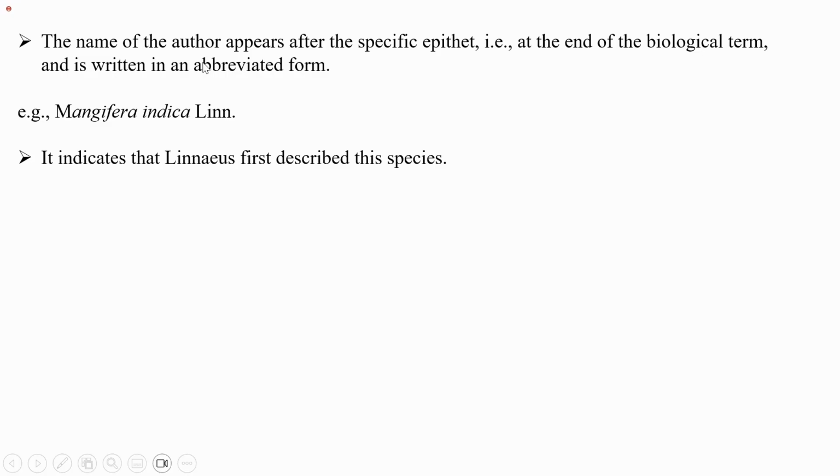Also, in some cases, the name of the author appears after the specific epithet, that is at the end of the biological term, and is written in an abbreviated or short form. So, for example, Mangifera indica Linnaeus. It indicates that Linnaeus first described this species. So this can be written if we want to mention the name of the scientist who has discovered or described the species. So this was all about the naming of the organisms, which is the nomenclature, and also the identification of the organisms.